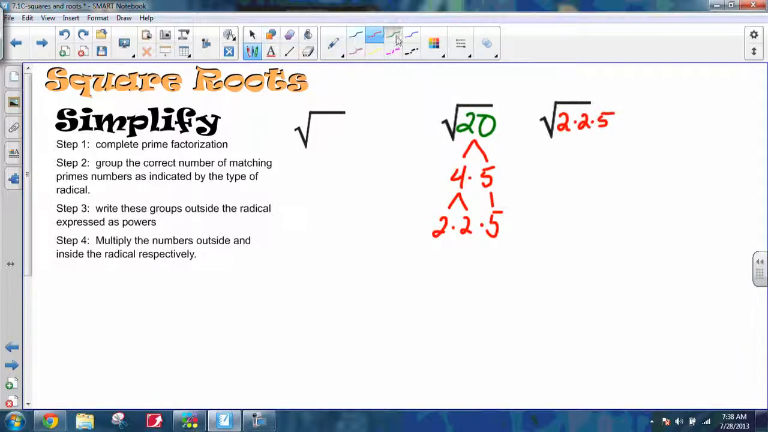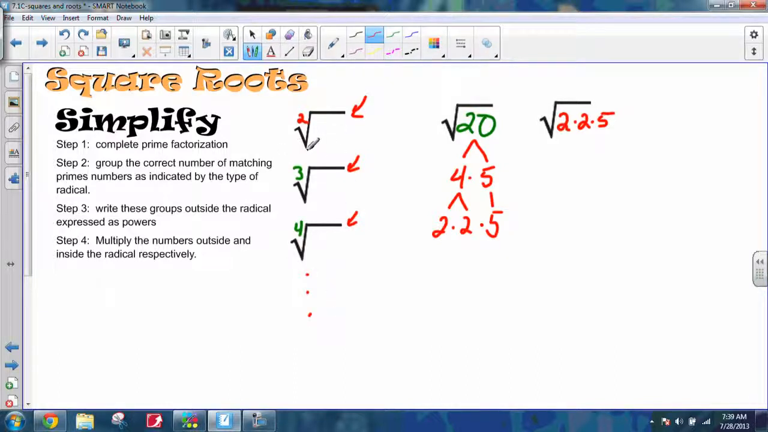Step number 2 says we need to group the correct number of matching prime numbers as indicated by the radical type. Well, what are different types of radicals? In the first example, we have a square root. The square root is the only sign whose type can be omitted. It's understood to be a square root. If we want to write the type, we will write a 2. The cube root and all the other roots, type must be written so you can distinguish between that type and a square root. So this is a cube root and this is a fourth root. And it goes on and on and on.